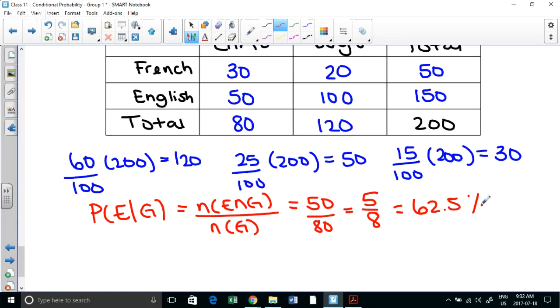How do we feel about conditional probability? Do we want to do one more example, or do we feel comfortable? Any takers on the one more example?